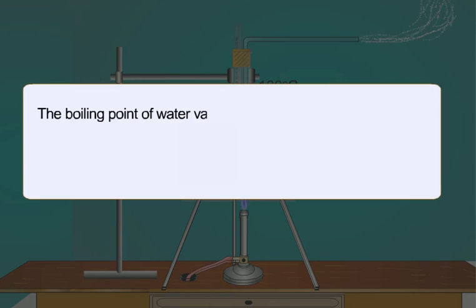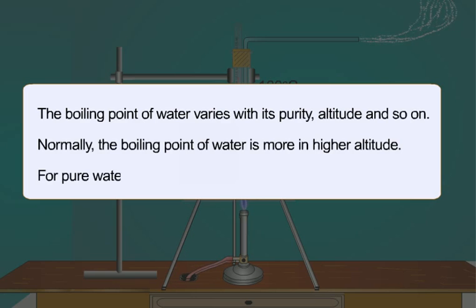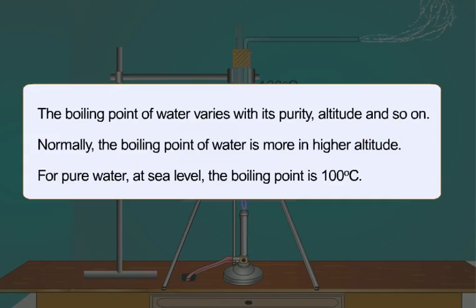Students, the boiling point of water varies with its purity, altitude, and so on. Normally, the boiling point of water is lower at higher altitude. For pure water, at sea level, the boiling point is 100 degrees centigrade.